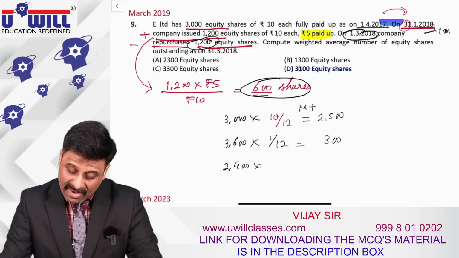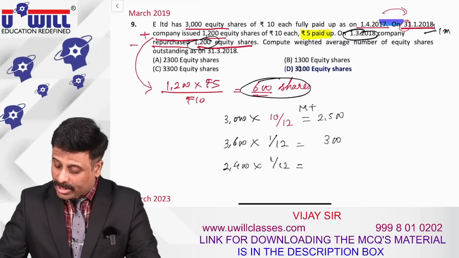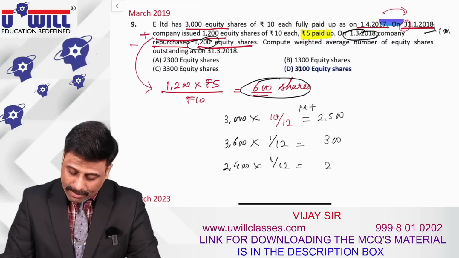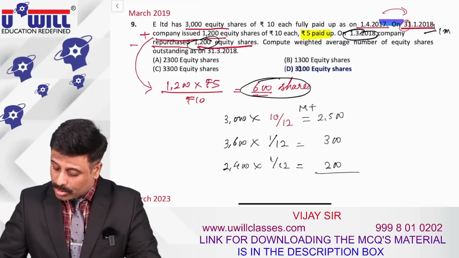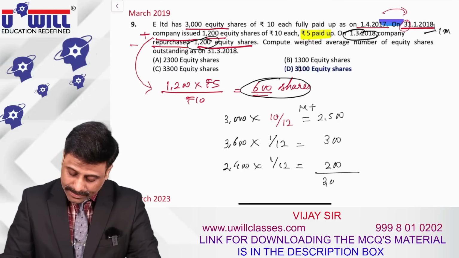And then after 1st March, only 1 month is again left out, that is of March. So 1 by 12, that will be again equal to 2,400 into 1 by 12. Press M plus, you'll get 200. And then press MRC. Okay, at the end, आप लोग press करो MRC के button को. So you'll get your answer. That is 3,000 shares.